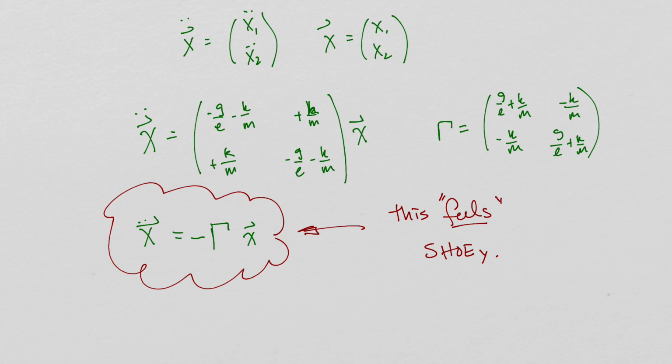It's not shooey, of course, or it's not the shoe yet, because this is still a system of equations. That gamma is not a constant, it's a matrix. And in order to be the shoe, that thing has to be something proportional to minus itself, right? And right now, that's not proportional because that thing is a matrix and not a constant.